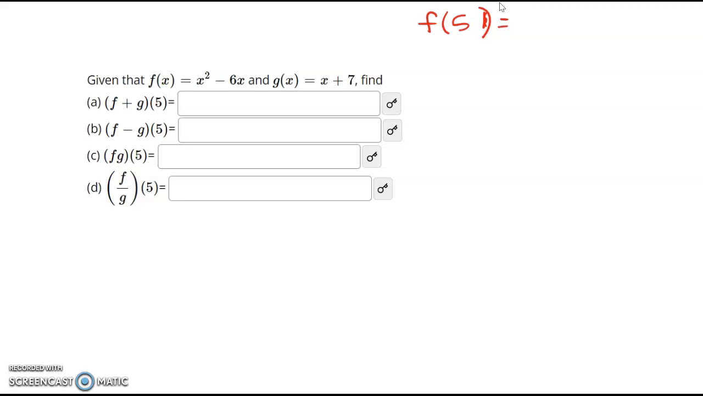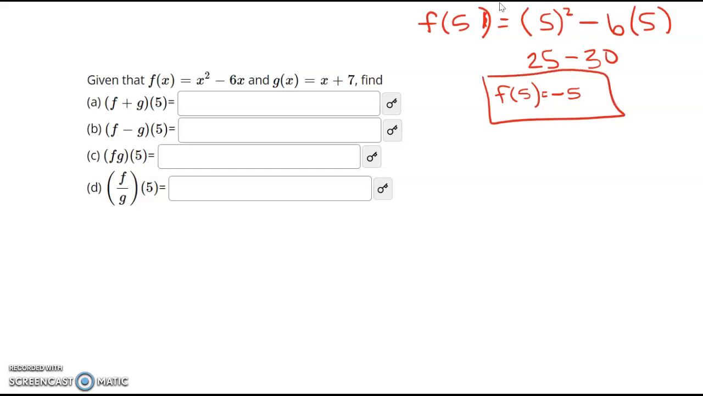So f of 5, I'm going to put 5 in for all of the x values. One thing I can do is write out the whole function. So x squared minus 6 times x, we'll put the 5 in for both of those. So 5 squared is just 5 times 5, or 25, minus 30. So 25 minus 30 is just going to be negative 5. So then I know f of 5 equals negative 5. So we will be using that.